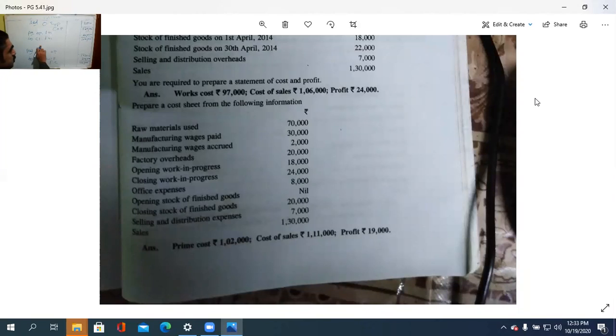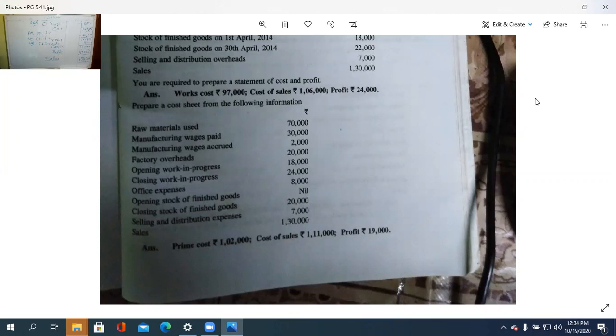So closing finished goods is to be deducted. So this is COGS, cost of goods sold, and then selling and distribution overheads. How much is it? 7,000. So 1,04,000 plus 7,000 is 1,11,000. This is the COS or total cost. And then sales is 1,30,000. Minus 1,30,000, so 19,000 is the profit.